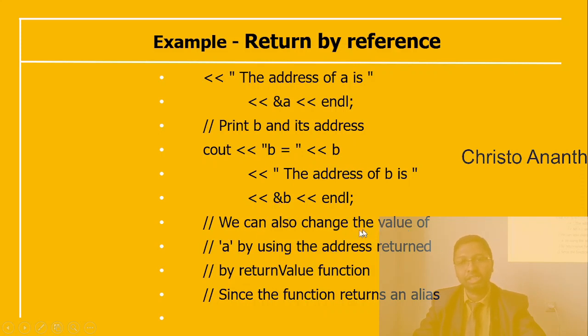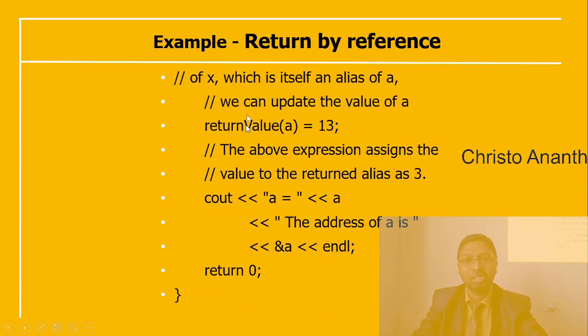We can also change the value of a by using the reference returned by the returnValue function. Since the function returns an alias of x, which is itself an alias of a, we can update the value of a. So returnValue(a) = 13 assigns the value 13 to the returned alias. Then cout << a, and of course the address of a is &a. Finally, return 0.